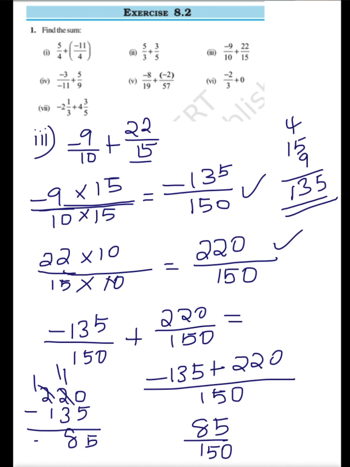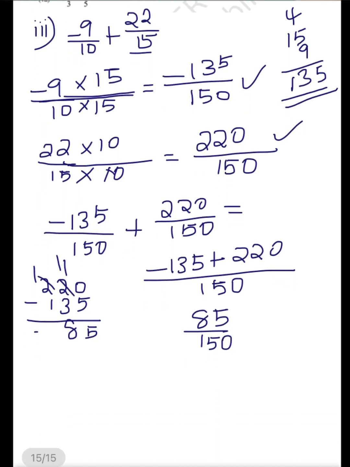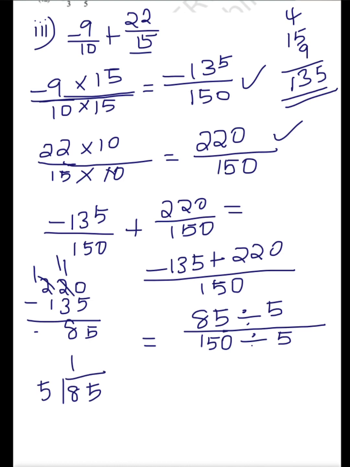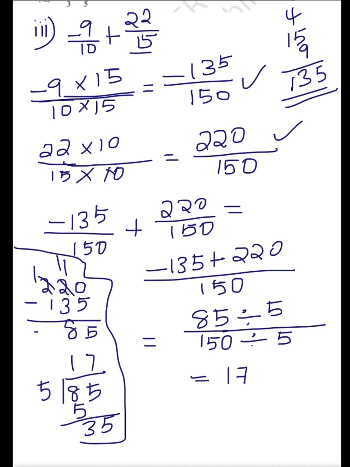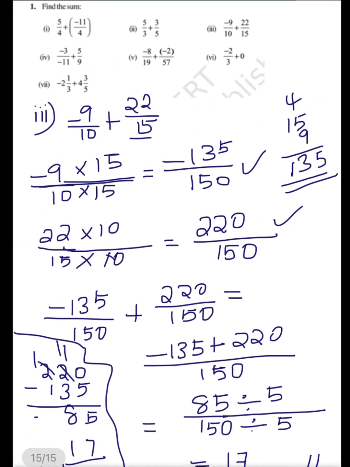How? When you divide both numerator and denominator with a common factor. Suppose I am dividing this 85 by 150 both by 5. Okay, now what is 85 divided by 5? So you will get the answer as 17. All these are rough works. Okay. So 17. Now what is 150 divided by 5? You know that it's 30. So final answer will be 17 by 30. So that is the answer for third question.